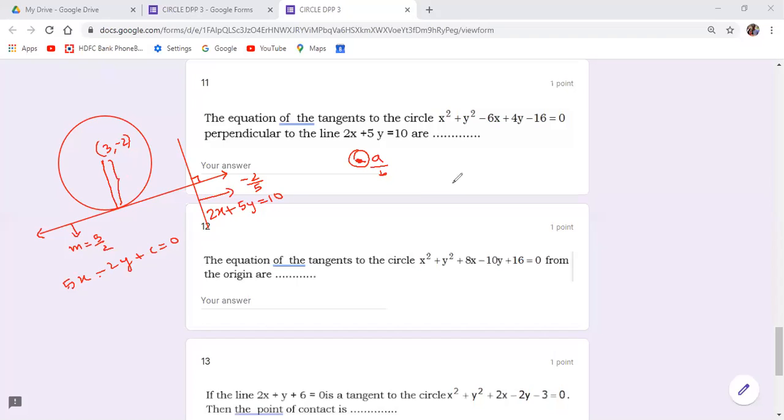What is the radius of the circle? Radius is root of 9 plus 4 plus 16, which is root 29. Yes, the radius is root 29.